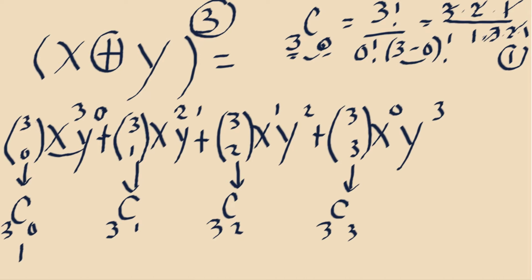Now this x cubed times y to the 0, we know y to the 0 is 1. So our first term is x cubed. Plus combination of 3 taken 1. So what is combination of 3 taken 1? We're going to change this number. All the 0 will become 1 right here.